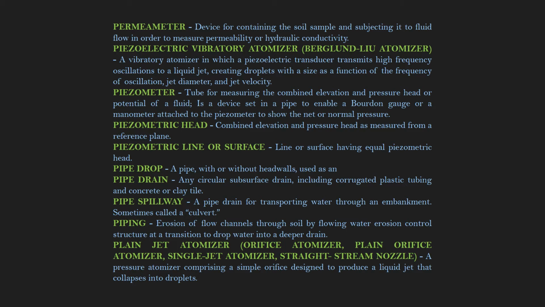Plain jet atomizer, orifice atomizer. Plain orifice atomizer. Single jet atomizer. Straight stream nozzle. A pressure atomizer comprising a simple orifice designed to produce a liquid jet that collapses into droplets. Plunge pool.